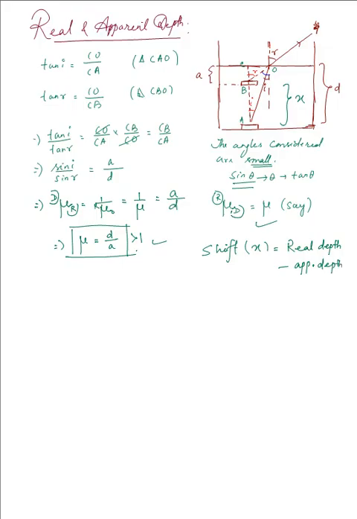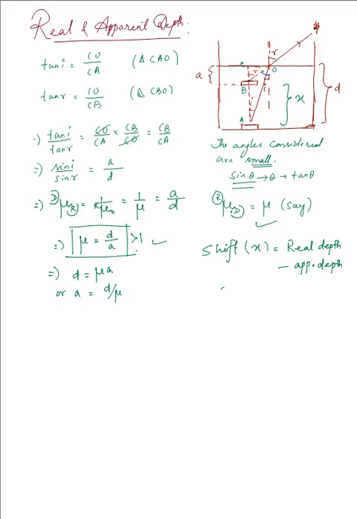Now the real and apparent depth are related to the refractive index of the liquid as this. It can be liquid, it can be anything, but from the example I'm considering it as liquid. So you can either have d equal to mu times a, or you have a equal to d over mu. Take it as you like.